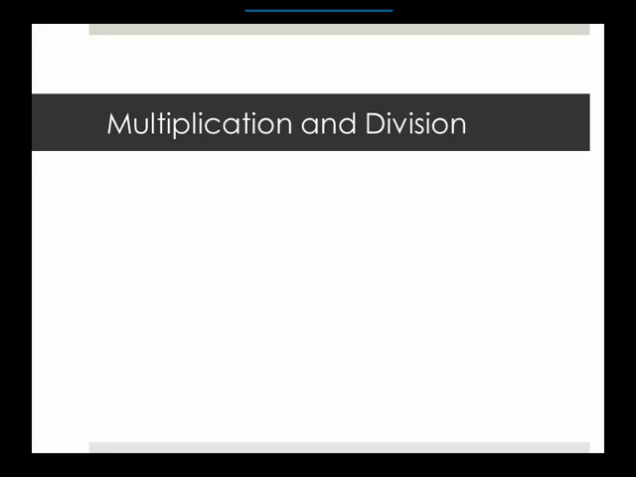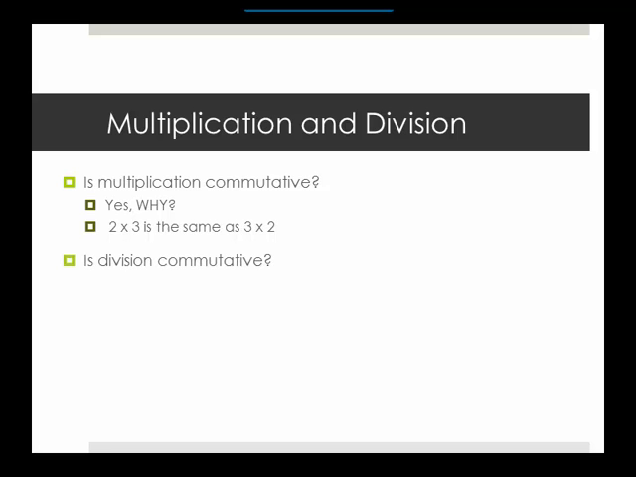Multiplication and division. Is multiplication commutative? Yes. Why? 2 multiplied by 3 is the same as 3 multiplied by 2. Is division commutative? No. Why not? 2 over 3 is not the same as 3 over 2.